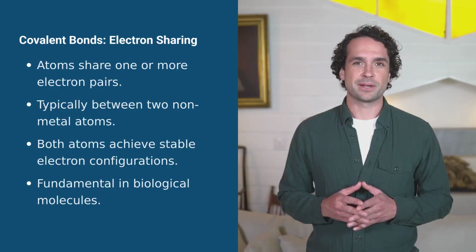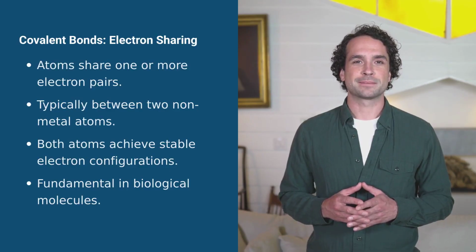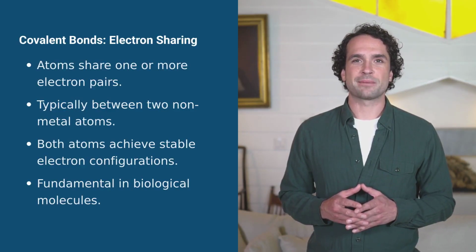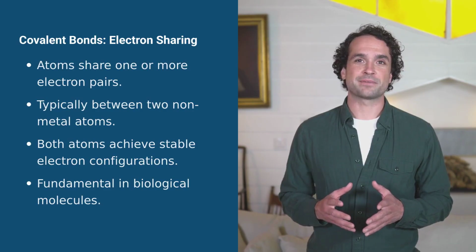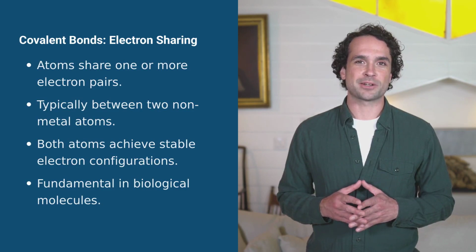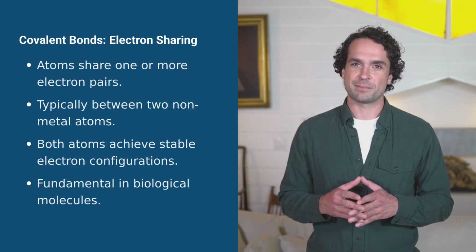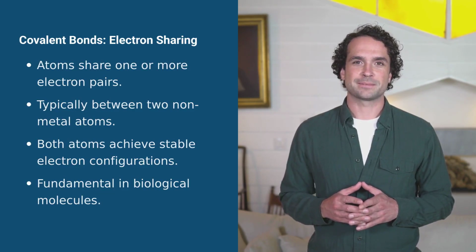Moving on to covalent bonds, these are formed when two atoms share one or more pairs of electrons. This type of bond typically occurs between two nonmetal atoms. By sharing electrons, both atoms can achieve a stable electron configuration, effectively filling their outermost electron shells without the complete transfer of electrons seen in ionic bonds. Covalent bonds are incredibly common in biological molecules, forming the backbone of carbohydrates, lipids, proteins, and nucleic acids.